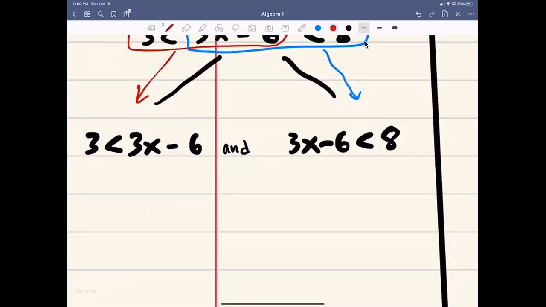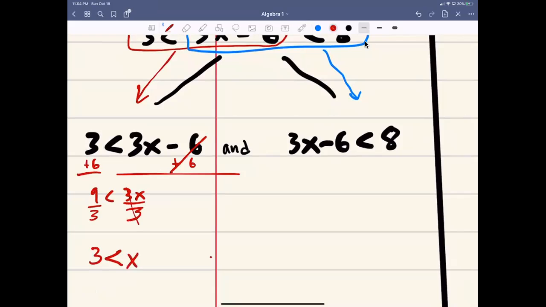So we have 3 is less than 3x minus 6, all right? So we're just gonna get x by itself. So we're gonna do plus 6 to both sides, and you're gonna end up with 9 is less than 3x. Then you're gonna divide by 3 to both sides, and you're gonna get 3 is less than x.